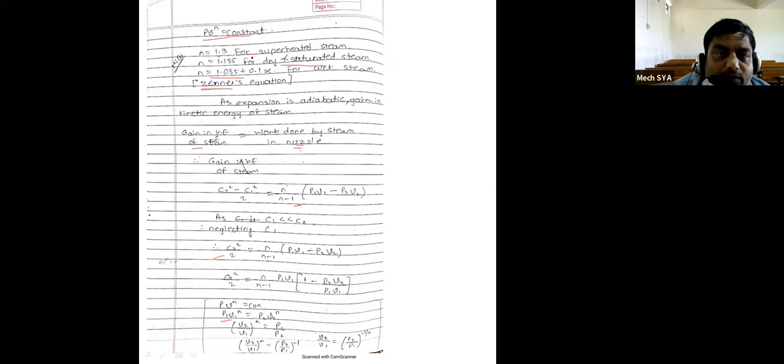The n value depends on the quality and type of steam. n is equal to 1.3 for superheated steam. n is equal to 1.135 for dry and saturated steam. n is equal to 1.035 plus 0.1 into x for wet steam, and this equation is derived by Zeuner, hence it is called Zeuner's equation. So MCQ they will ask this question.